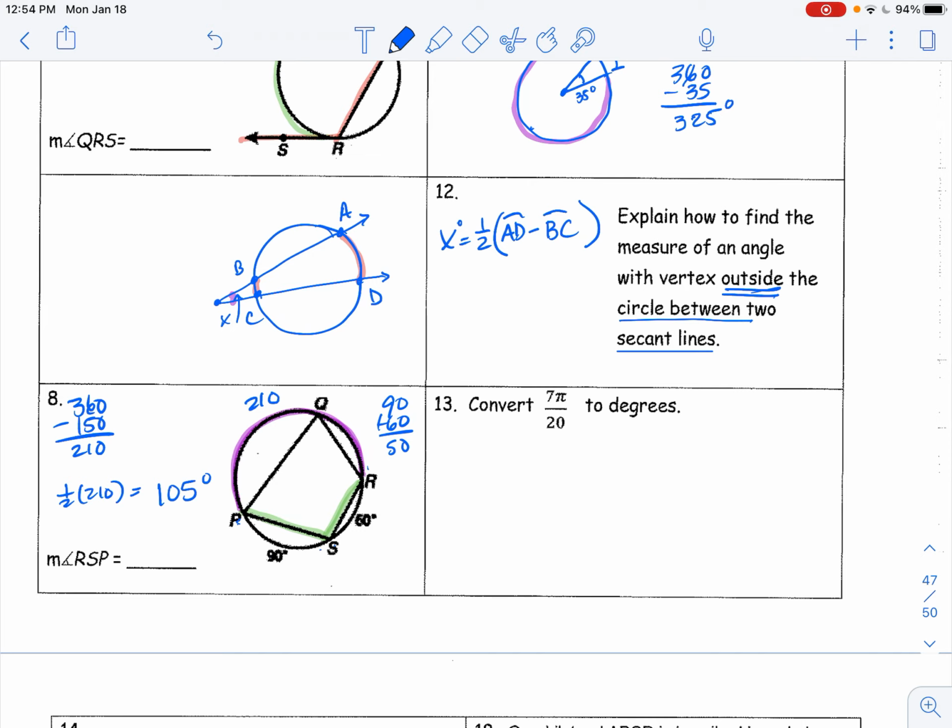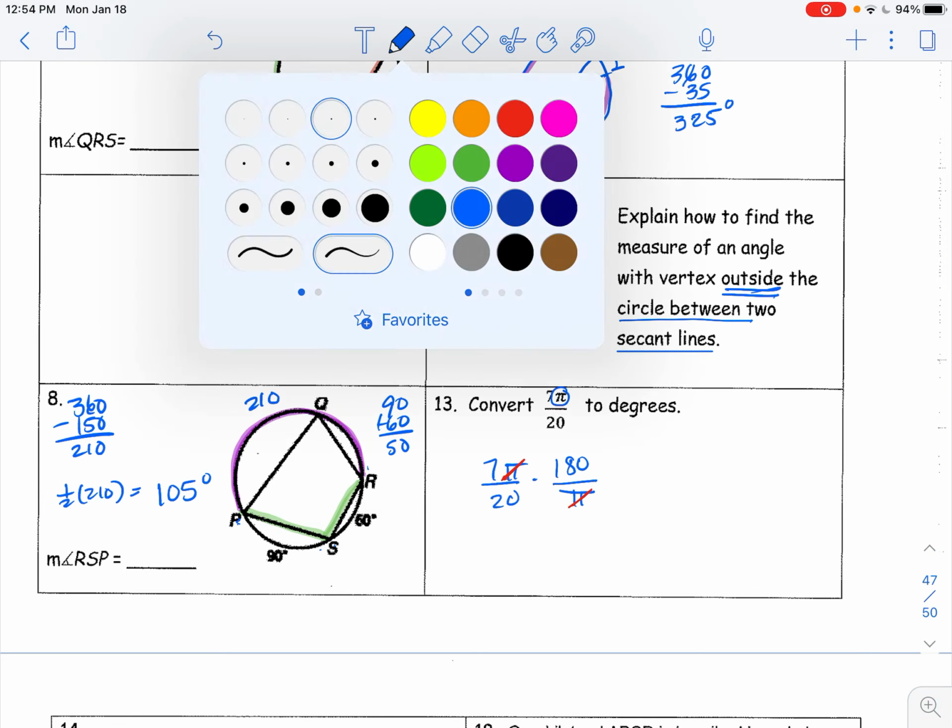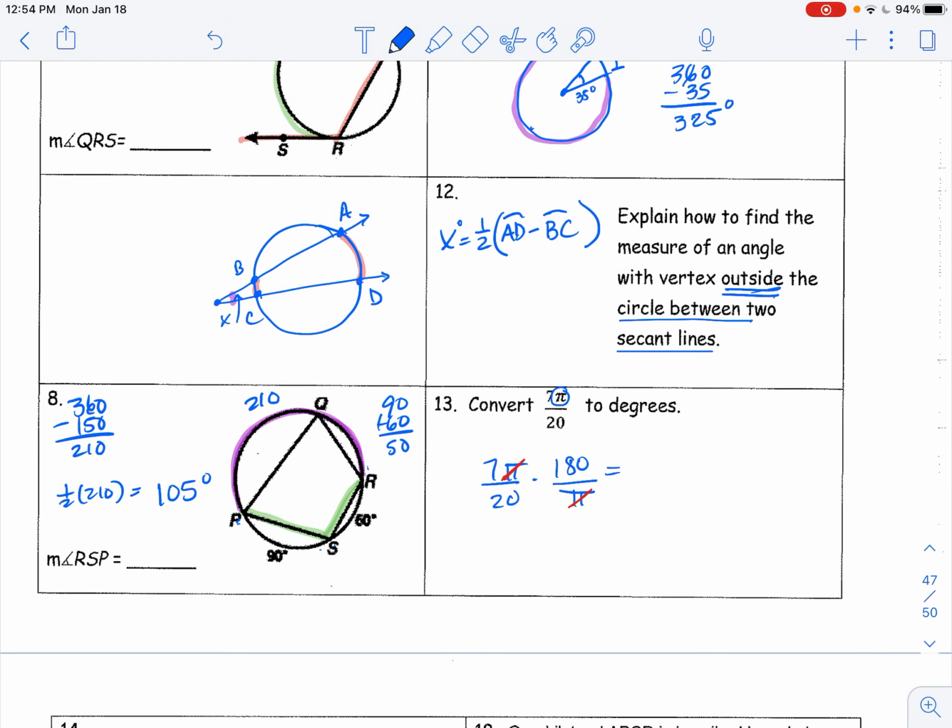And the last one for this first part, convert 7 pi over 20 to degrees. If I want to cancel this pi, I know I'm going to need to multiply by 180 over pi. I want my pi's to cancel. Then I can multiply straight across. I could also reduce though. I can cancel a 0. And then I can also divide the 2 and the 18 and make a 9. So now all I've got left is 7 times 9, which is 63 degrees.